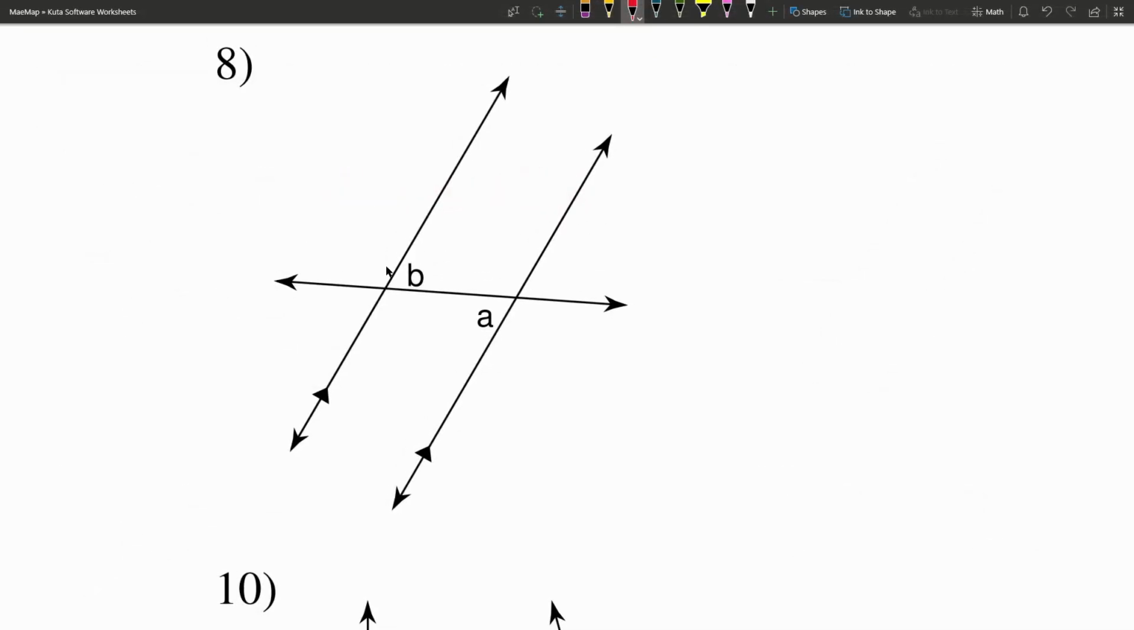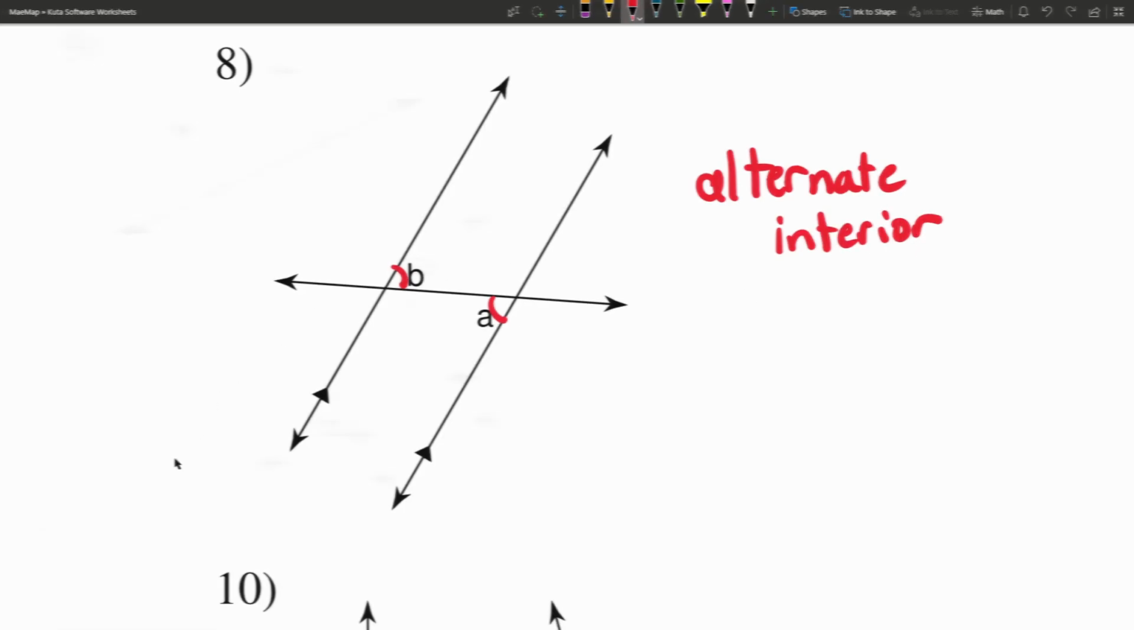Looking at number 8, we can see that both A and B are on the interior of those parallel lines. Locating those parallel lines based on those arrow markers, those are my two parallel lines, and A and B fall in between those parallel lines. Angle A is here, and alternate that angle is this angle B. So these are alternate interior angles.